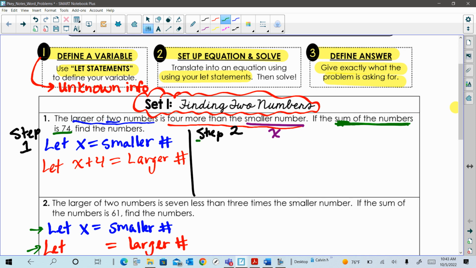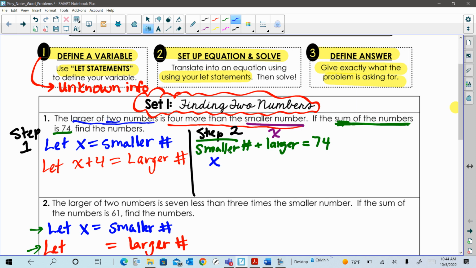Addition. So what we're doing is taking the smaller number plus the larger number is 74, which means it's going to equal 74. So I'm now just going to substitute what I have for those variables using my let statements. My smaller number represents what variable? Yeah, so instead of writing smaller number, I'm now going to put x there.